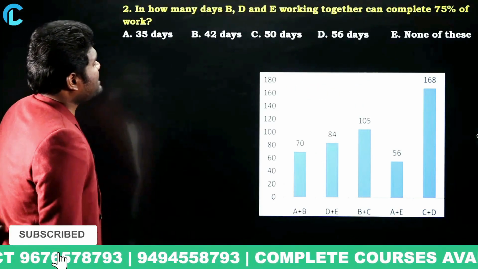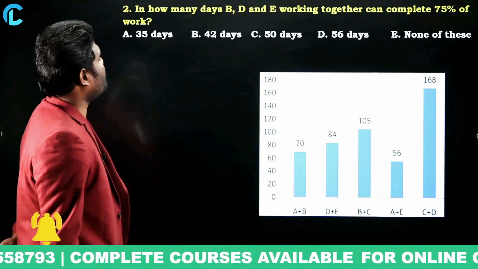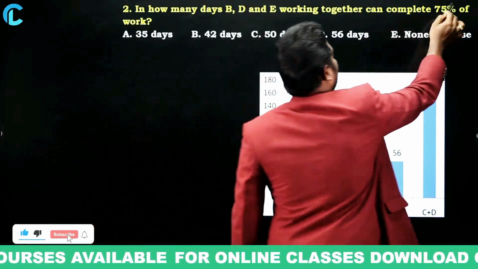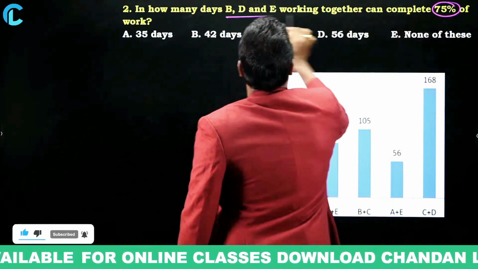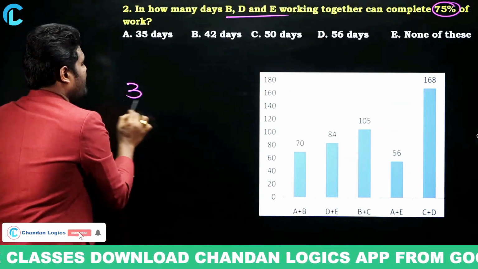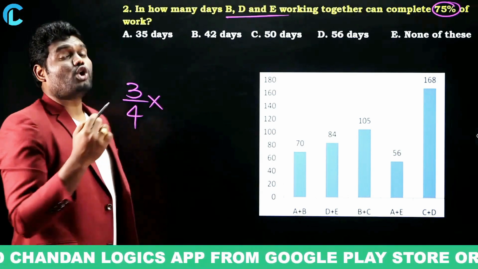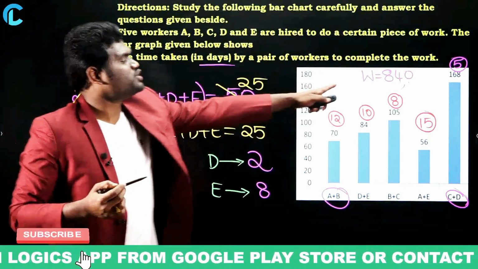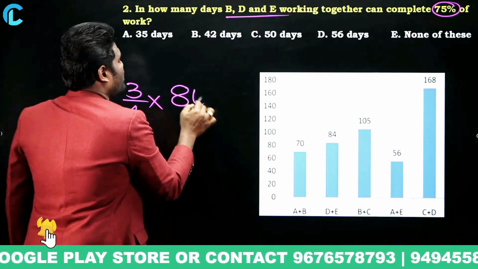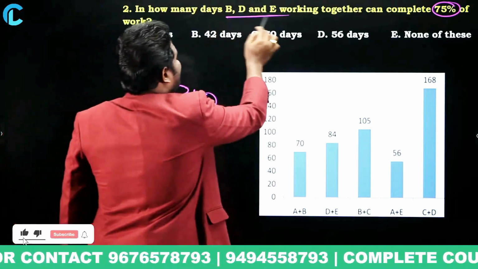In how many days can B, D and E working together complete 75% of the work? 75% of the work should be completed by whom? B, D, E. 75% in terms of fraction is 3 by 4. Yes or no? So total work, how much? Total work we are assuming is 840. So 75% of 840. Now who should do this? BDE.